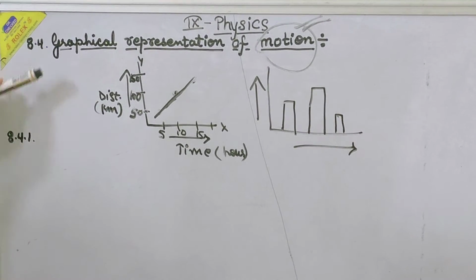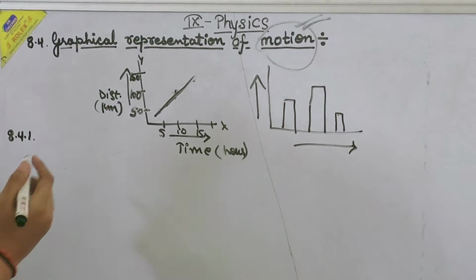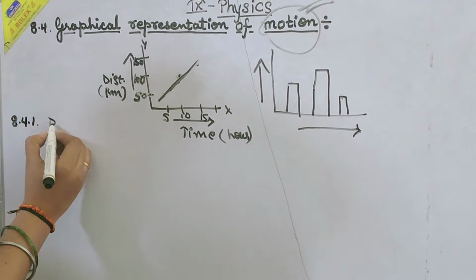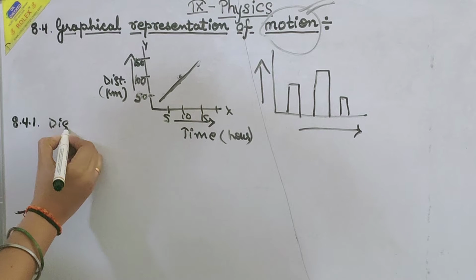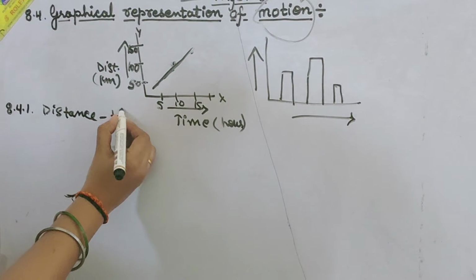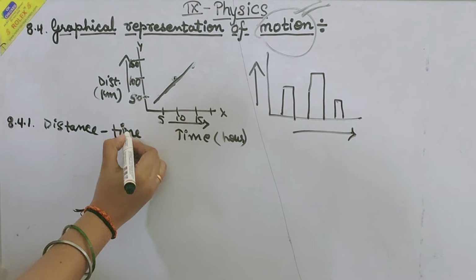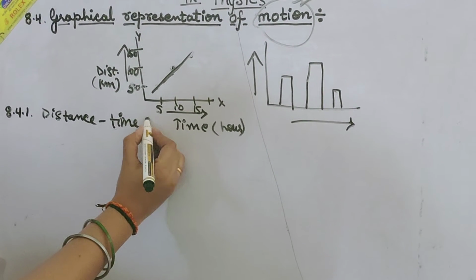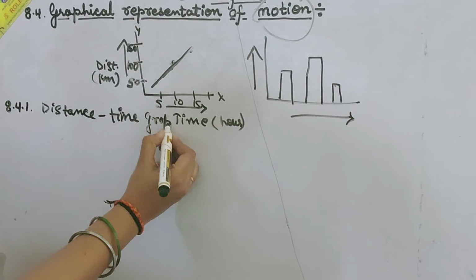Related to this topic, now I will explain the next topic. The particular graph I will explain. Okay, the particular graph is the distance time graph. So the first topic within this topic is the distance time graph.